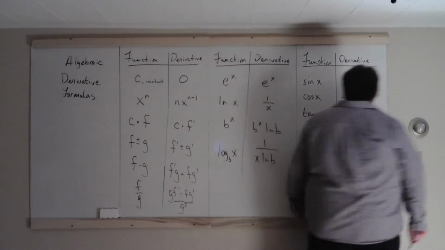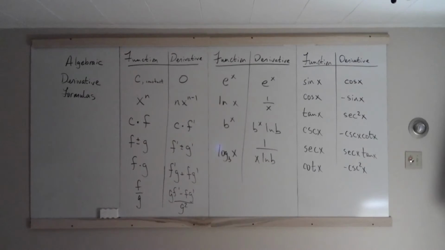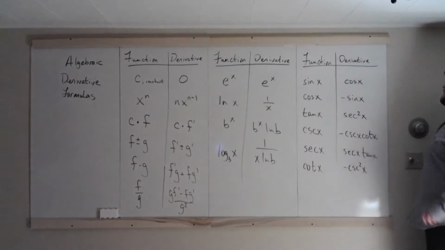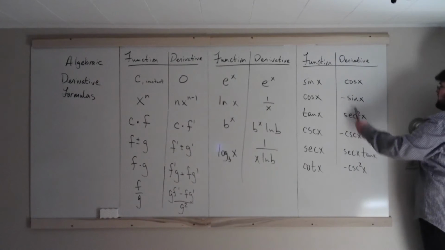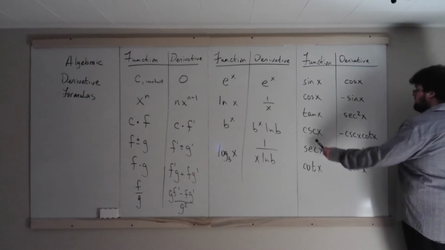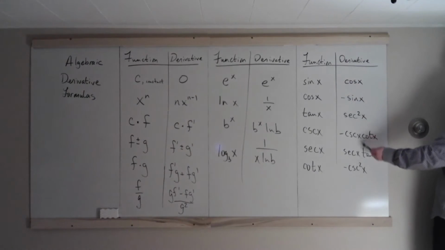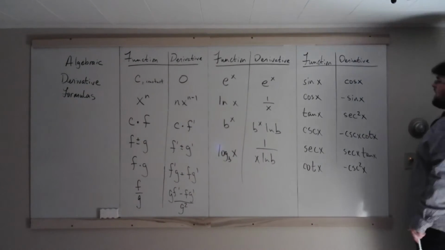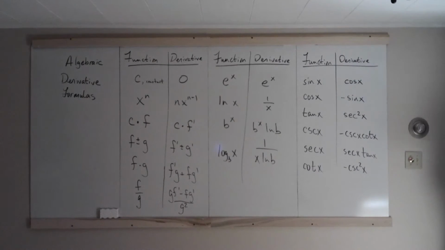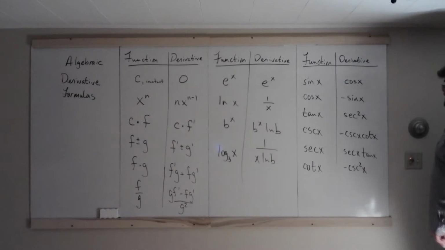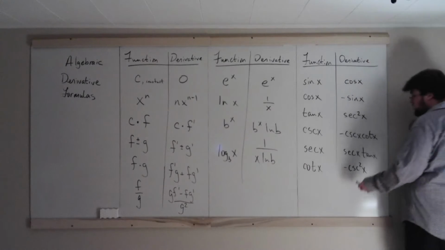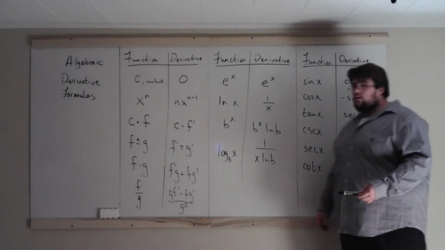And then we have our trig functions. Derivatives of the trig functions. Well, derivative of sine is cosine. Derivative of cosine is negative sine. Derivative of tangent is secant squared. Derivative of cosecant is negative cosecant cotangent. And all of these have x's in them, but I find them easier to talk about, easier to remember if you kind of ignore the x's. Derivative of secant is secant tangent. The derivative of cotangent is negative cosecant squared.